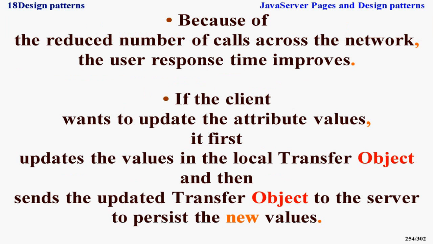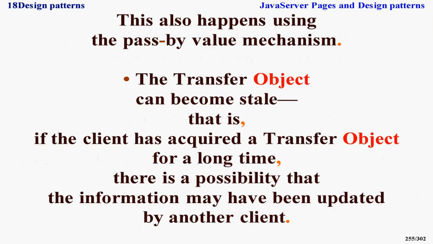If the client wants to update the attribute values, it first updates the values in the local transfer object and then sends the updated transfer object to the server to persist the new values. This also happens using the pass-by-value mechanism.